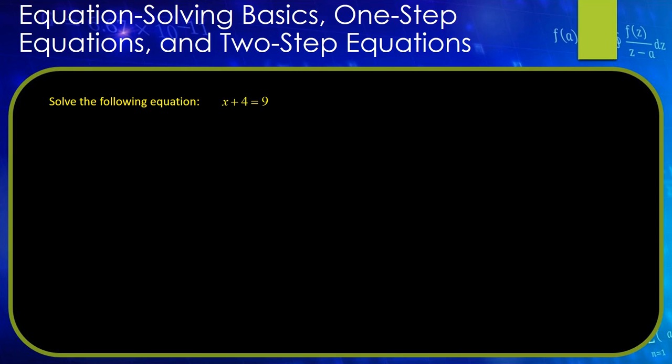But right now x plus 4 is on the left-hand side, 9 is on the right, so I want to get x alone. So the plus 4 has to go, so I will do the opposite and subtract 4 from both sides. And when I subtract 4 from both sides, I get that x equals 5.